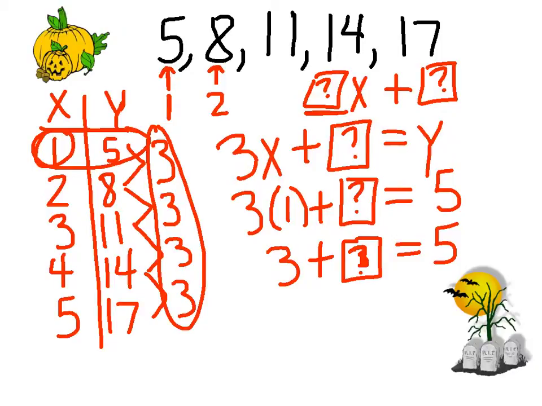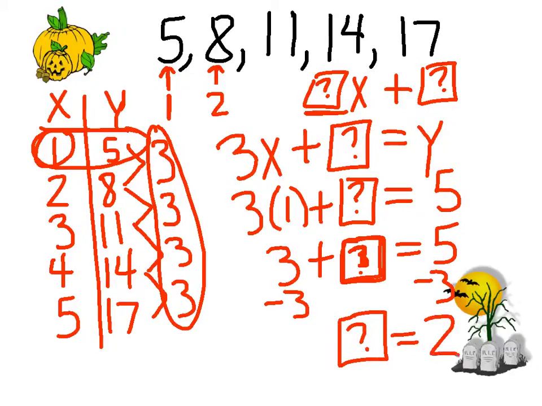Alright, so remember we just did something like this. If we want to know what this number is, we just need it by itself on the left side. So we're just going to subtract 3 from both sides. So our number is going to be 5 minus 3, which is 2. So the answer for this should be 3x plus 2. And that's our function that we're looking for.